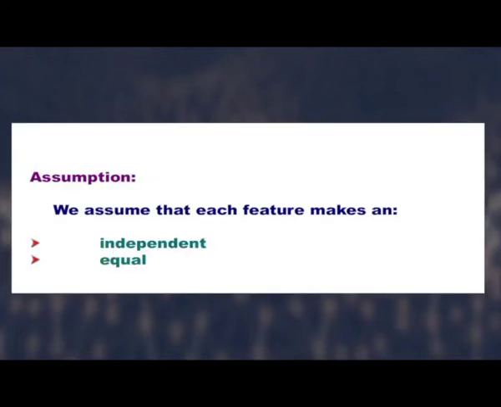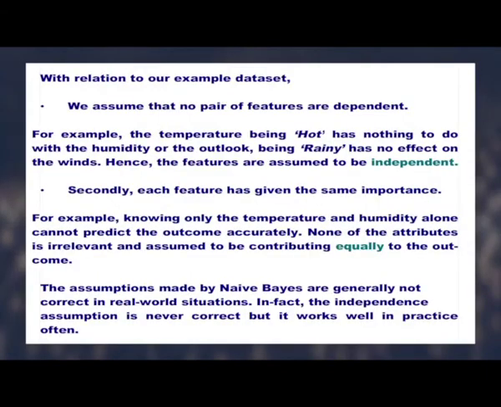Now we'll see the assumptions. We assume that each feature makes an independent and equal contribution to the outcome. With relation to our example dataset, we assume that no pair of features are dependent. For example, the temperature being hot has nothing to do with the humidity, or the outlook being rainy has no effect on the winds. Hence, the features are assumed to be independent.